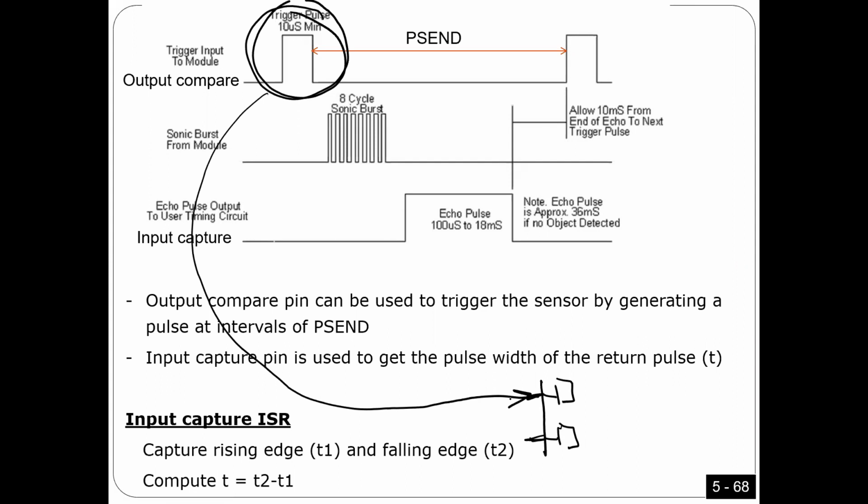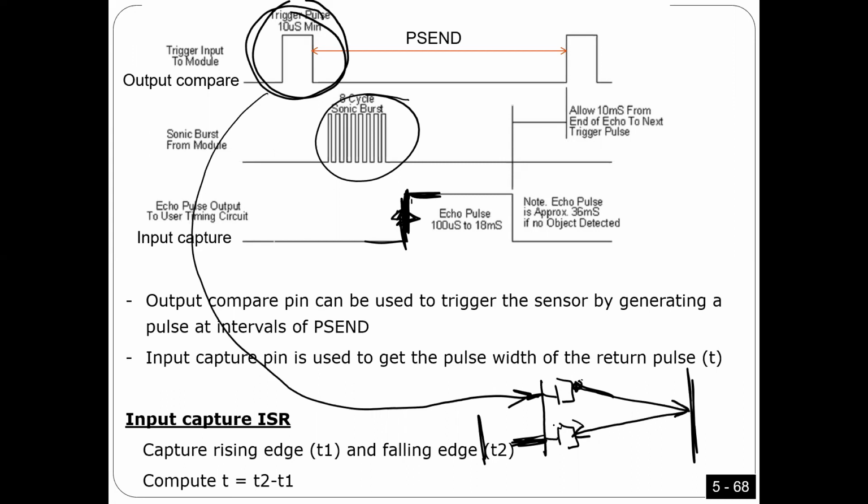Once you generate a signal this way and put it on the pin of the transmitter, it is going to send ultrasonic sound, as you see here. At the same time it sends the ultrasonic sound, this pin is going to be high. Then this sound should hit an object and come back to here. Once it comes back, this signal will be low.